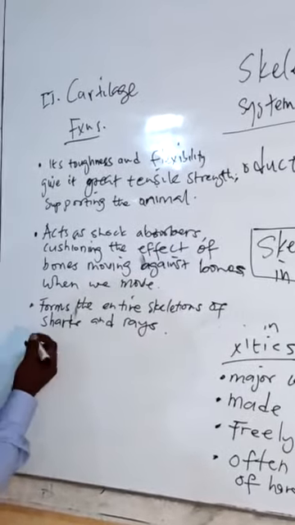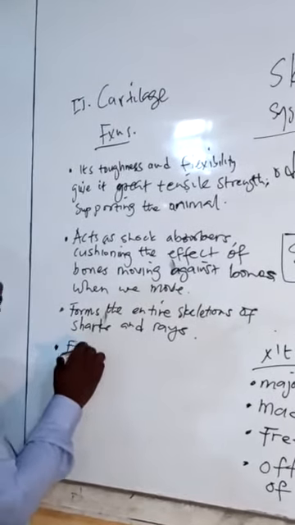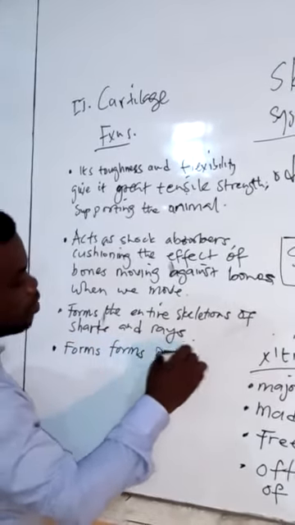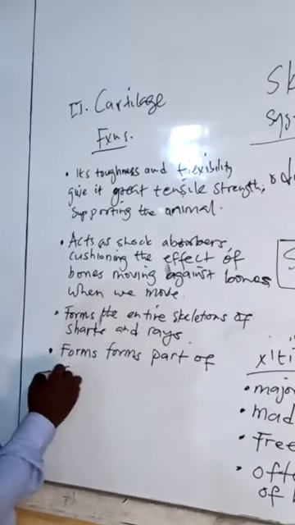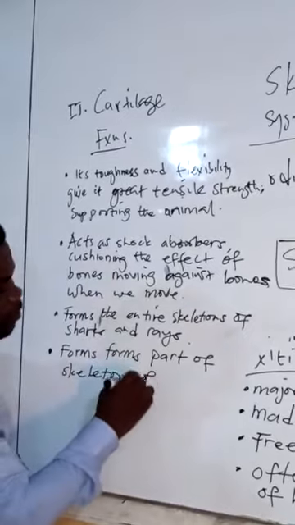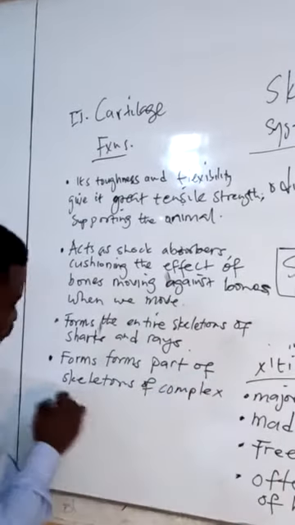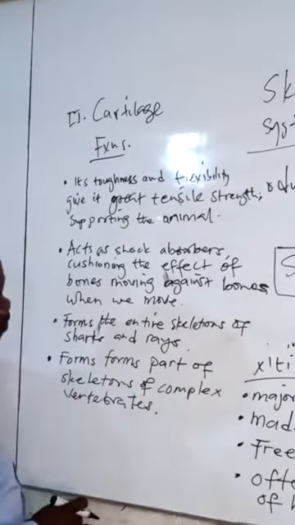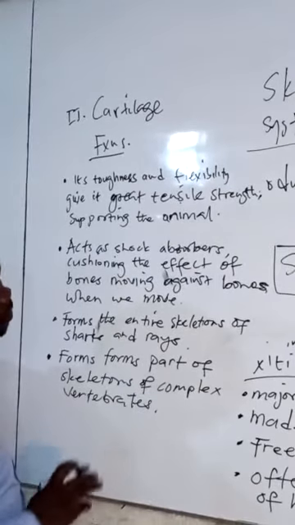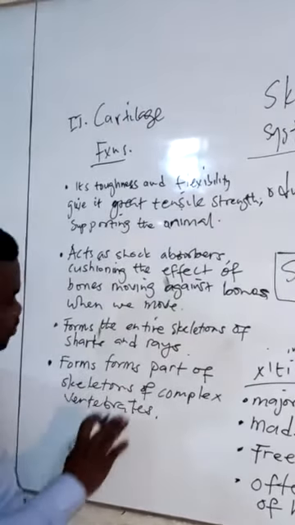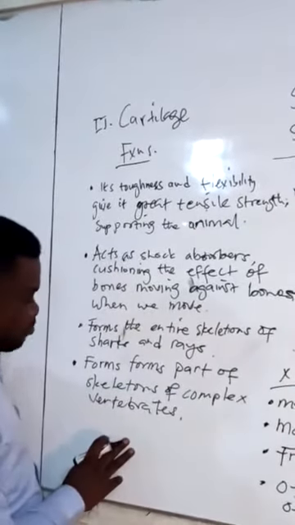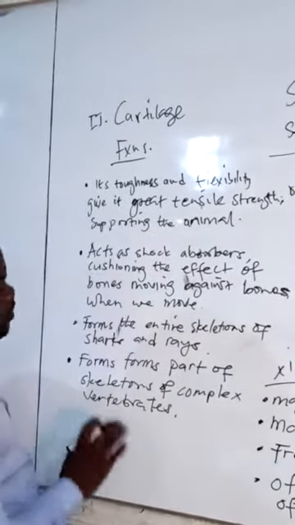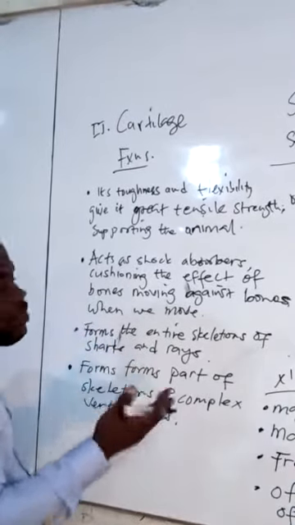Okay? You can also conveniently say that cartilage forms part of the skeletons of complex vertebrates. You have cartilage in your whole body. Most parts of your body contain cartilage, so you are complex vertebrates. Okay. All right. So these are the things that we want to talk about as their functions. You can go ahead and Google and find more to it.